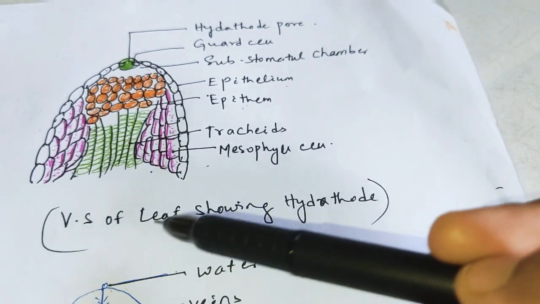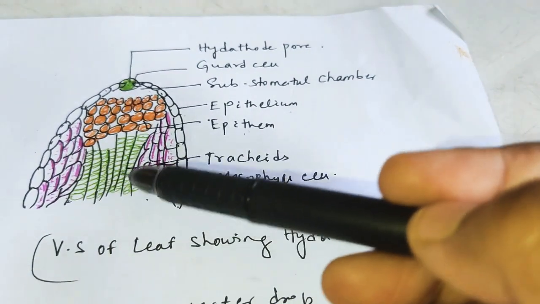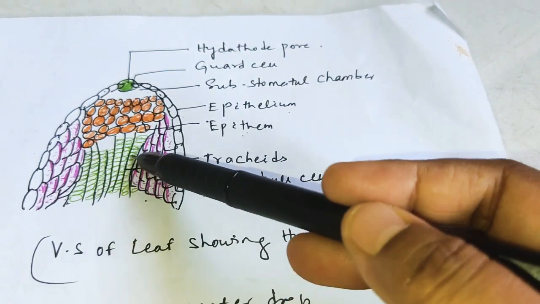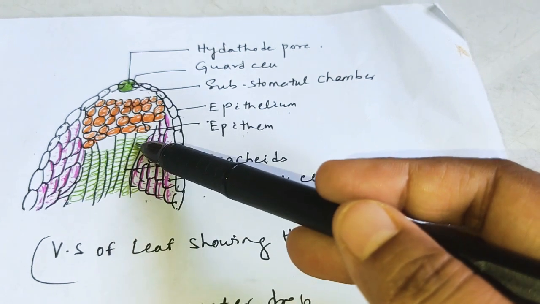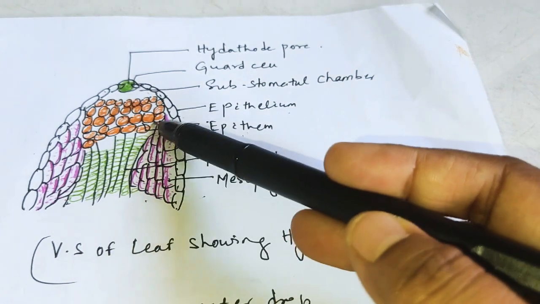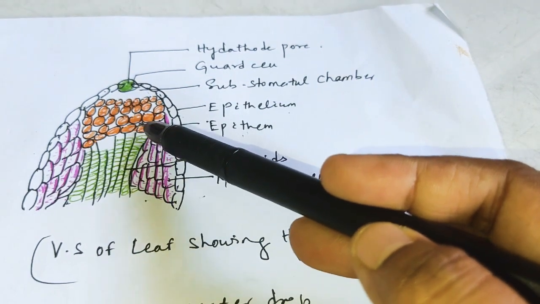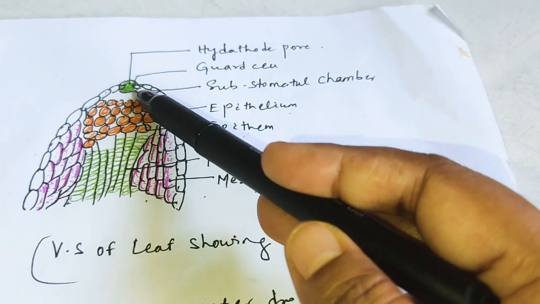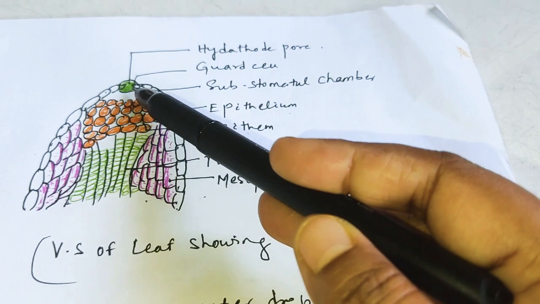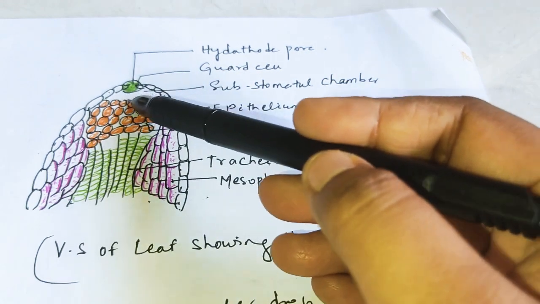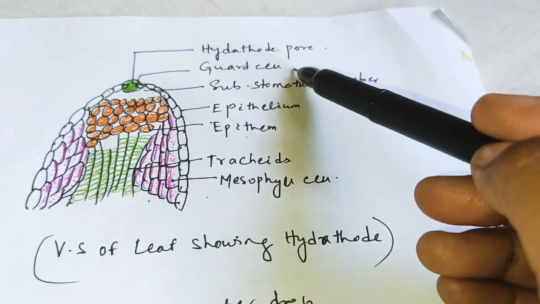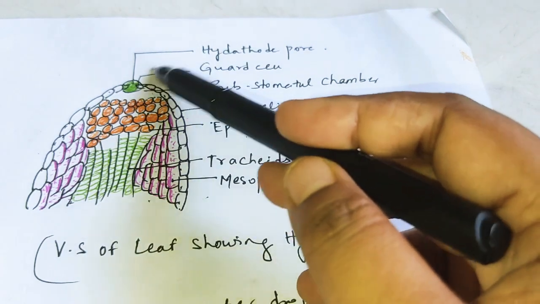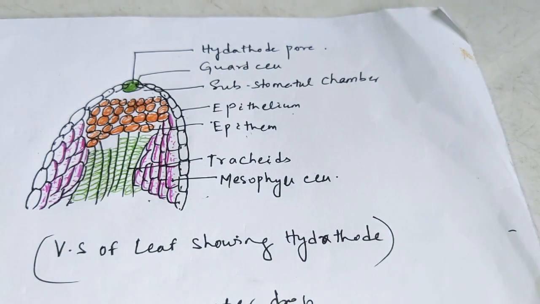Here I will show again the vertical section of the hydathode. What happened in this case? Water from the soil moves to the xylem and finally reaches the epithem. Epithem is connected to the substomatal region. From the substomatal region it opens to the stomata, and finally when it reaches the stomata, it opens to the hydathode. Here the guard cells are there and above that the hydathode is present, where the water comes out in the form of water drops. Clear up to this?